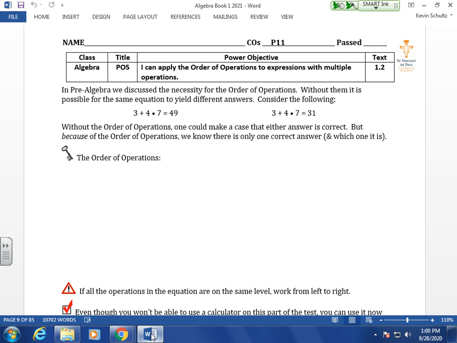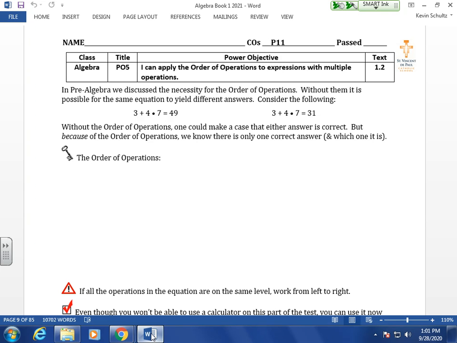3 plus 4 times 7 would be a problem if it was either 49 or 31. You can't just say, today I feel like adding 3 and 4 to get 7, multiply by 7 and get 49. And then tomorrow you say, today instead I'm going to multiply 4 and 7 first to get 28, and then add 3 to get 31. Math can't work like that. Okay, so we have what are called the order of operations.